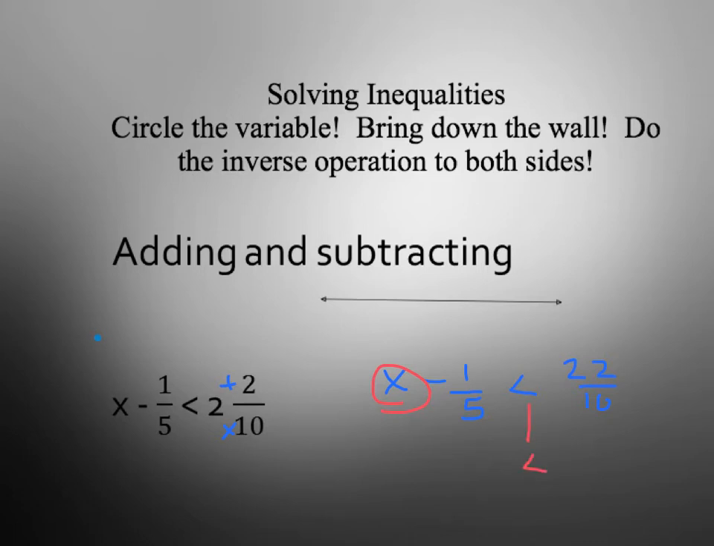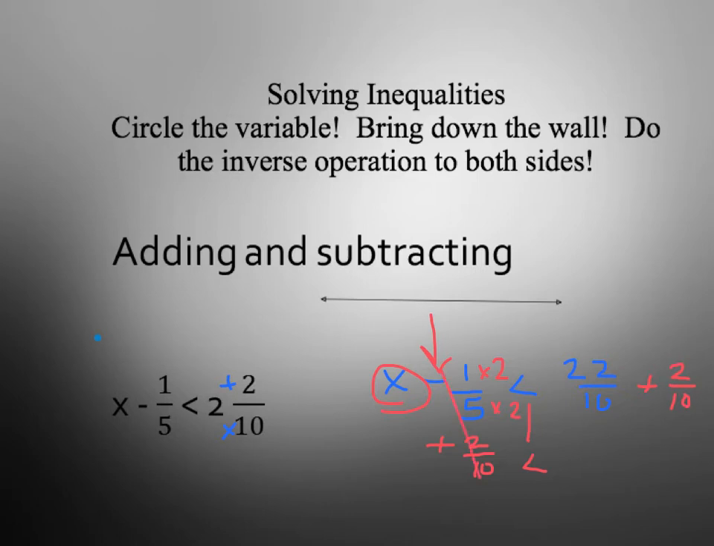And then this tells me to subtract, so I'm going to add, and I need the common denominator. So I'm going to multiply the bottom by 2 and the top by 2, which is going to give me 2 tenths, because I need common denominators when I'm adding and subtracting fractions. So instead of subtracting 1/5, I'm going to add 2 tenths, which is the equivalent fraction of 1/5. And I'm going to add it on this side also.